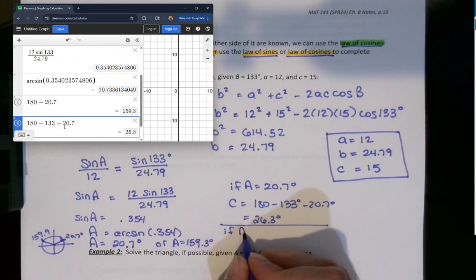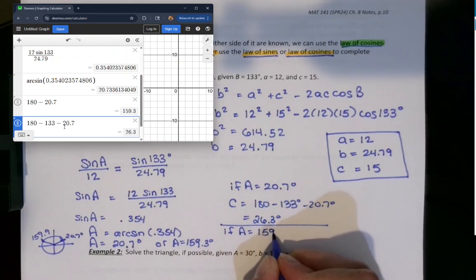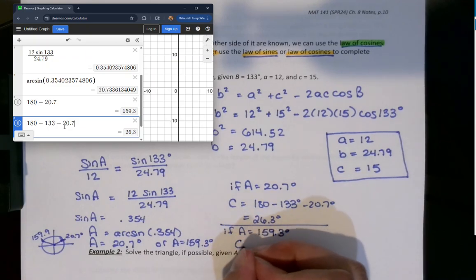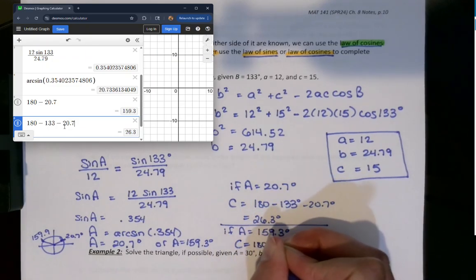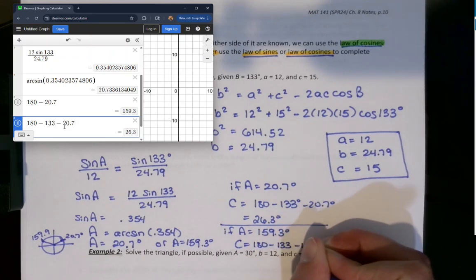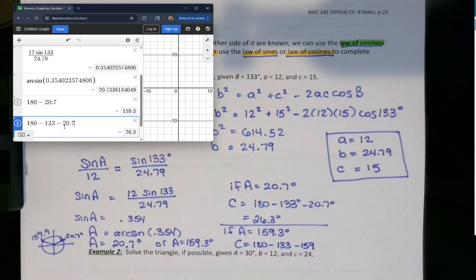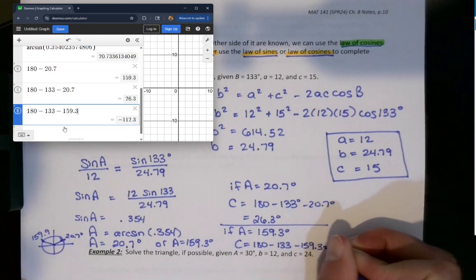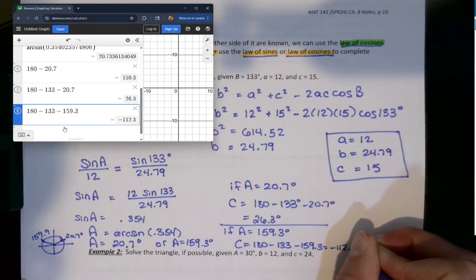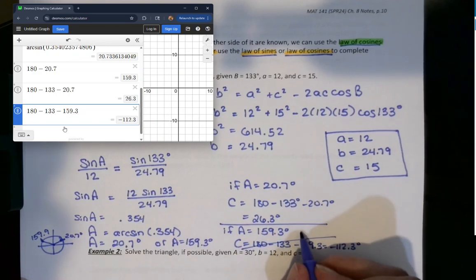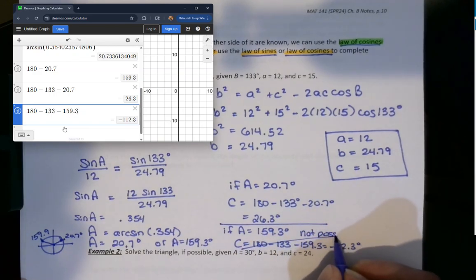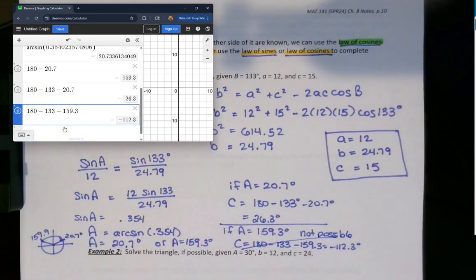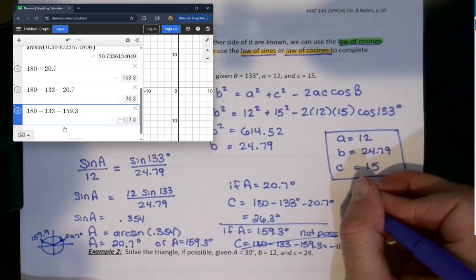Or if angle A is 159.3 degrees, then C, which would be 180 minus 133 minus 159.3, you can probably already see what's going to happen here. It's definitely negative, right? So it equals negative 112.3 degrees. So that means that this option is not possible. So we're not going to have that angle for A. So there's only one solution.